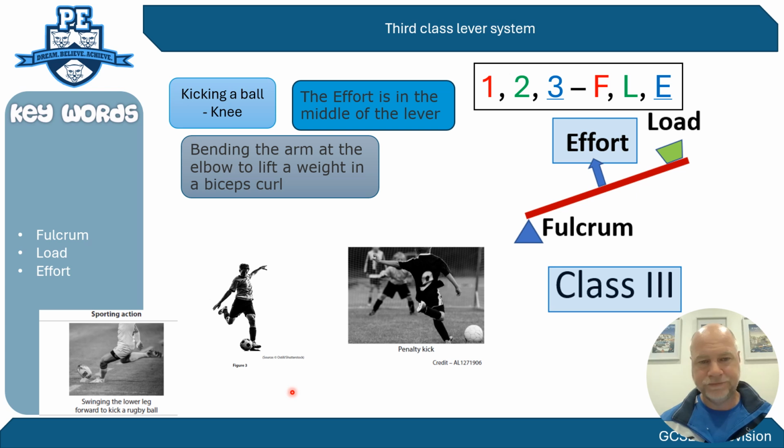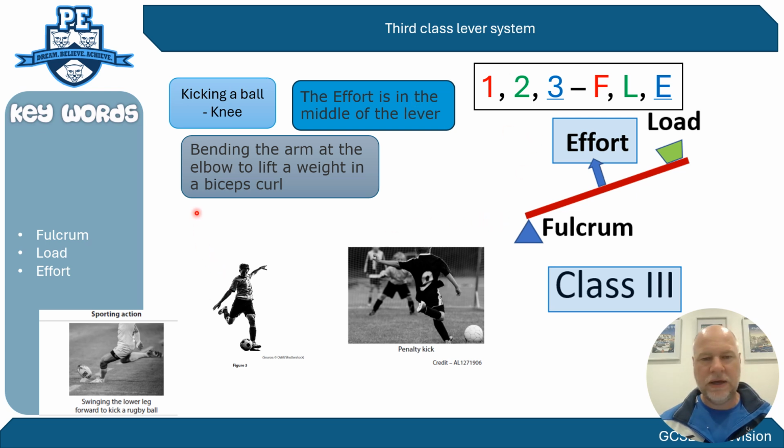Third class lever. Okay, and generally, if you look at all the pictures here, it's kicking a football. That's pretty much the example they use. So let's go 1, 2, 3. F, L, E. E's in the middle. You might have to draw it out. You might have to label it. Just remember, E is in the middle. So usually it's kicking the ball at the knee joint, and that is the most commonly asked example you will face. Effort is in the middle.